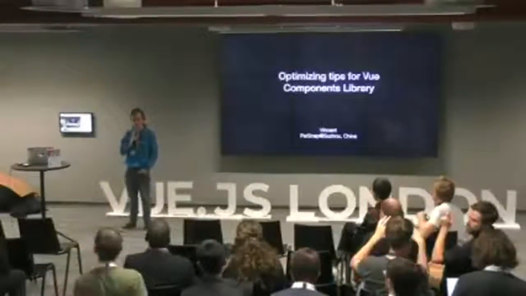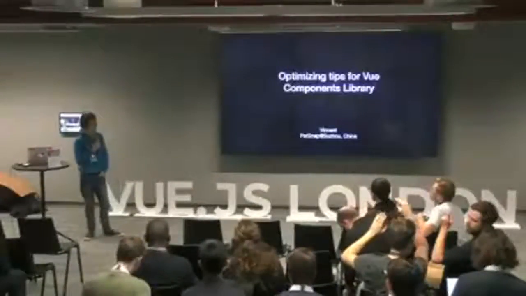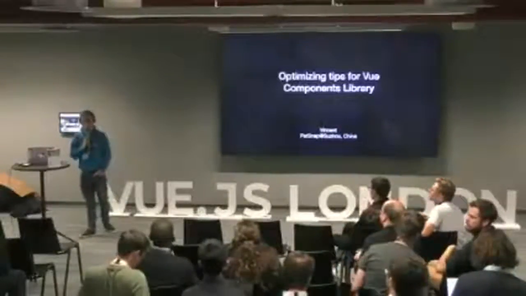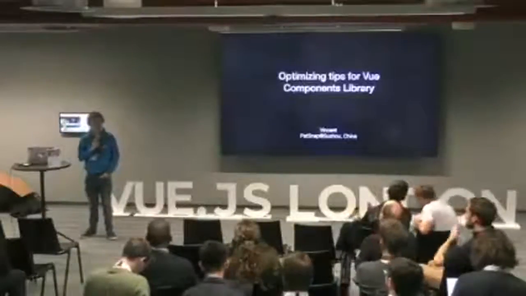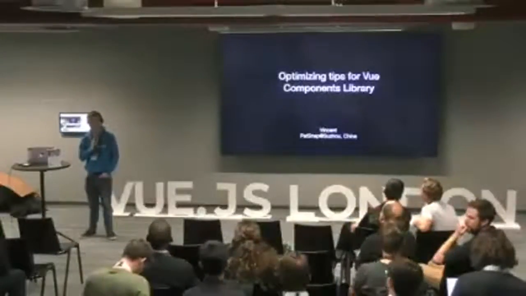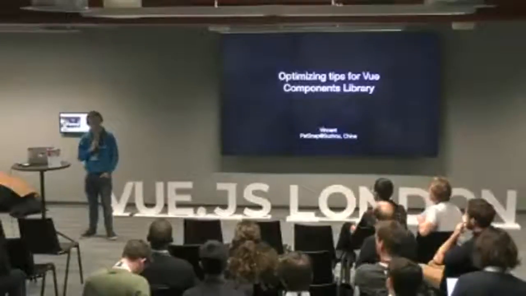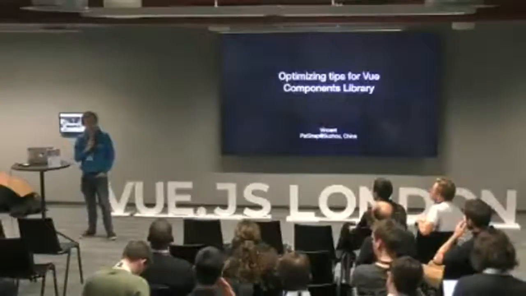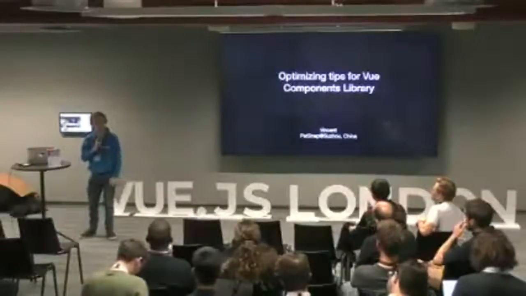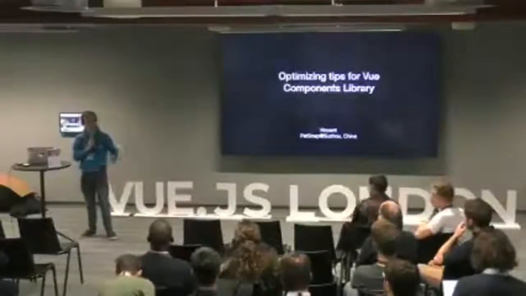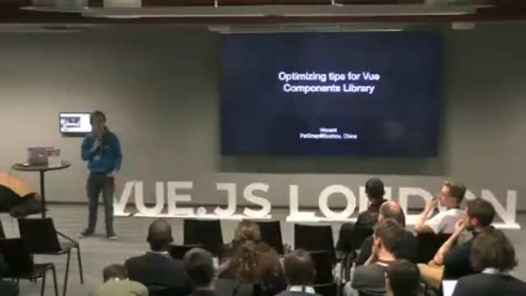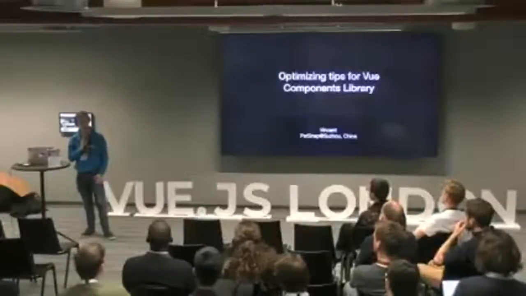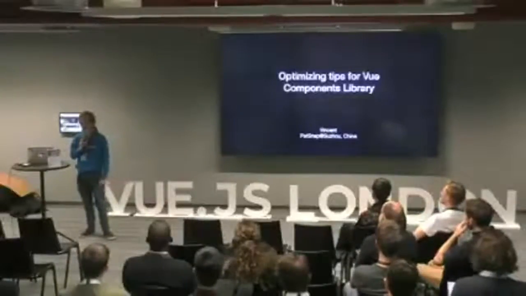Right, so we've got one talk coming up now, which is optimizing tips for Vue component library, which is pretty interesting. Like, we all build components, right? And whether you think it or not, I think we all build a library, whether it's a custom library for your own internal project or for public use. So there's always a library within your application, and that's your use of components.